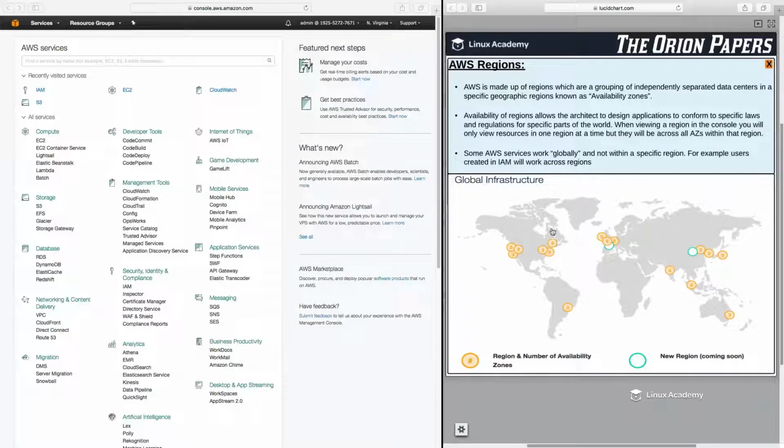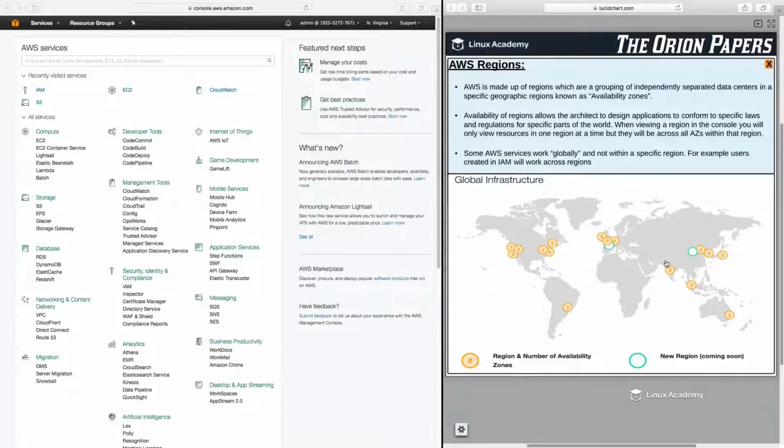So these are actual areas which are made up of availability zones, which we're going to get to in a second, but the regions are actually where the AWS data centers are located. So when you provision something like an EC2 instance or you store data in S3 and you select the region that it is provisioned in or stored in, you're selecting these physical locations to actually store that data.